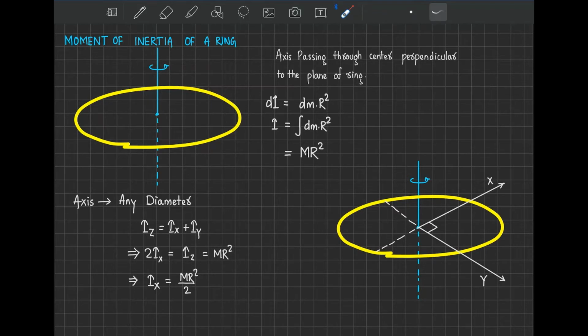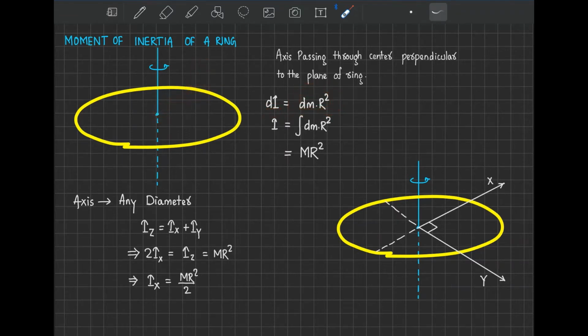Now let's find out. Let's choose any element on the perimeter of the ring. Let's say it has some mass dm. This dm is present at a distance r from the center. So this dm has moment of inertia dm into the distance from the axis, r square. We are choosing an element whose mass is dm, and dm into r square gives the moment of inertia of that element with respect to this axis. So dI gives us dm into r square.